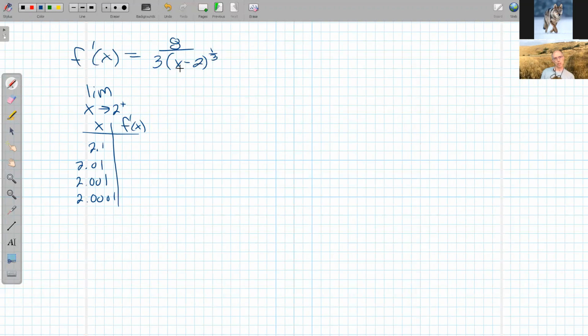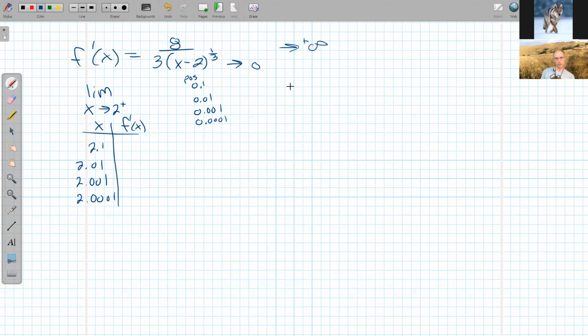Minus 2 here means I'm going to have a positive number in the bottom. Now that positive number is the 2 minus, so it's like 0.1, 0.01, 0.001. So I'm getting closer to 2, so that means this right here is getting smaller and smaller. And then I'm taking the cube root, which makes it get even smaller. So my denominator is heading toward 0, while the numerator is fixed. So this whole thing is heading to positive infinity on this side right here.